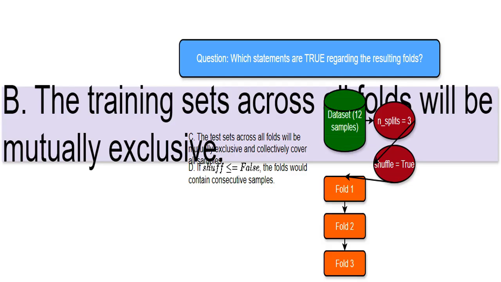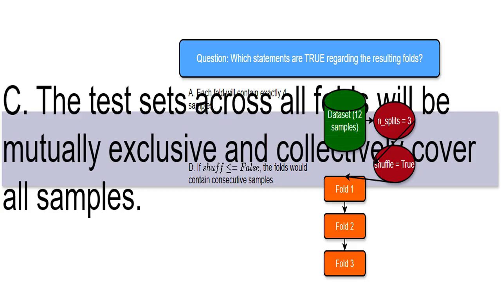Nope. Mutually exclusive means no overlap. In KFold, some data points used for training in one fold will also be used for training in other folds. Think of it like sharing toys. Some toys are used in multiple games. Bingo! Each data point is in only 1 test set, and together, all the test sets include all the data.